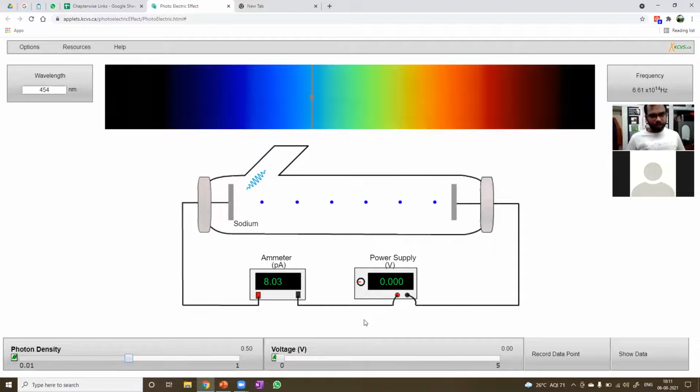Till now, our external voltage is 0. This current is flowing because of the photoelectric effect. Now you start applying the voltage. Tell me, if this plate is connected to the positive terminal of the battery and this plate is connected to the negative terminal of the battery, will the power supply aid the flow of electrons or oppose the flow of electrons?